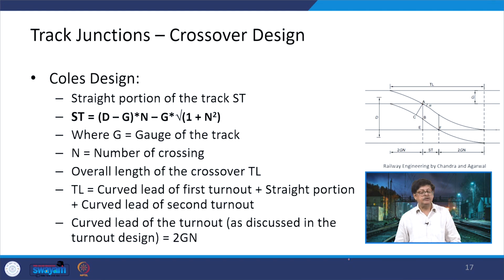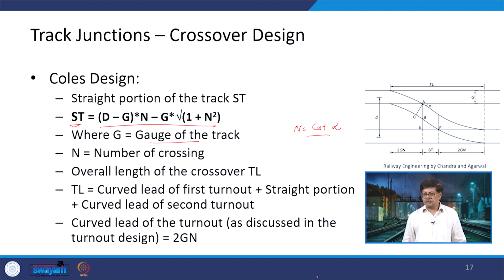So, how are the values calculated? The straight portion of the track, which is ST, is given by (d minus g) into n minus g into under root of 1 plus n square, where g is the gauge of the track, n is the number of crossings which is related with alpha. So, n is equal to cot alpha.